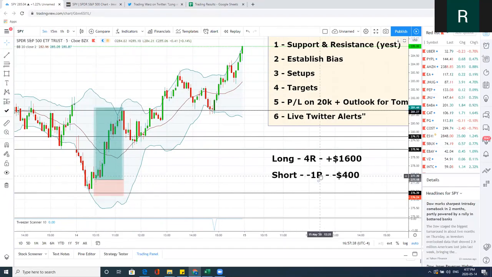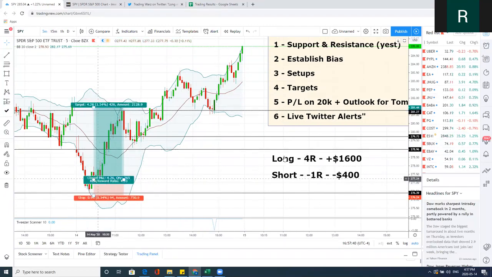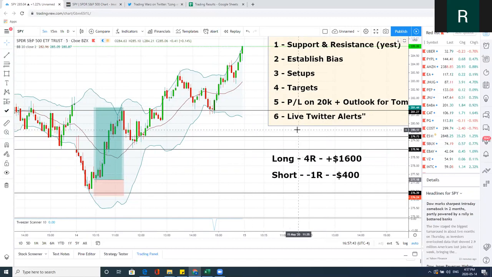And I'm going to round down to 4. Say you got in a little bit late, still make 4R on a 2% of a 20K account using the R system. That's $1,600. That's great money, guys.